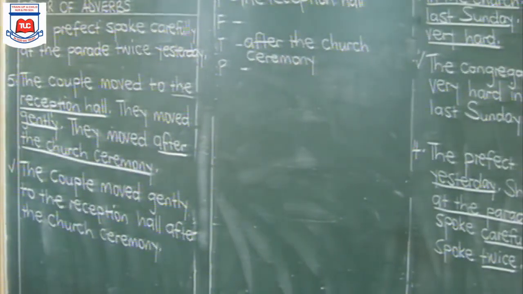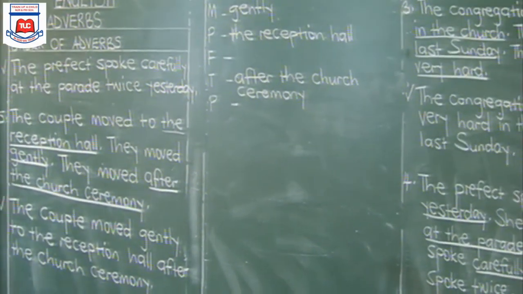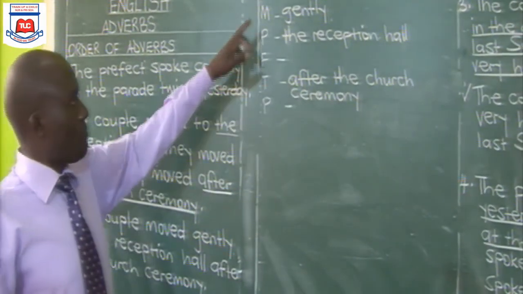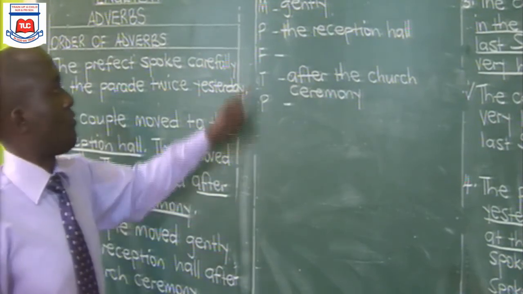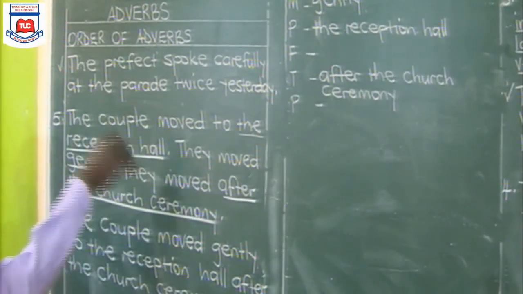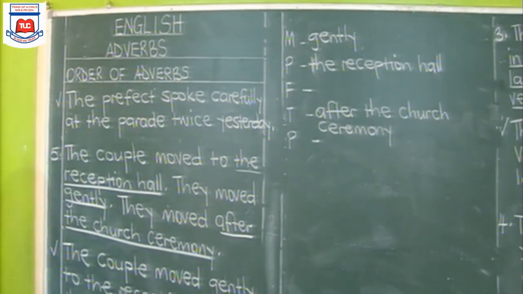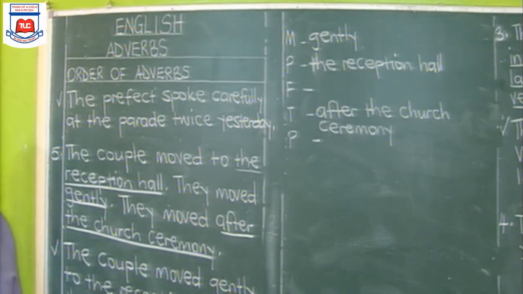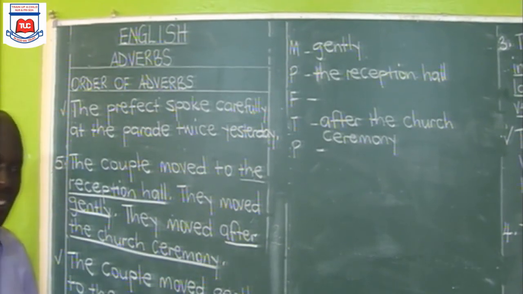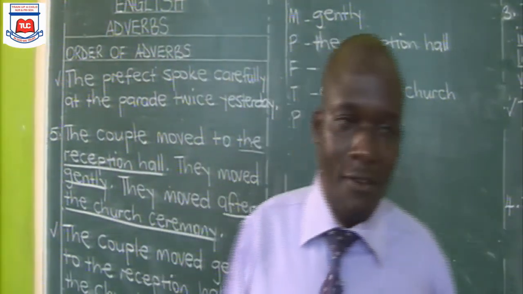Once again, we said that when we are ordering adverbs or putting them in their correct order, we make sure that we follow the formula of adverbs of manner coming first, adverbs of place following, adverbs of frequency comes next, time follows, and lastly, the purpose comes next. So that has been our lesson of today on order of adverbs, not order of adjectives. Don't confuse order of adjectives with the order of adverbs.